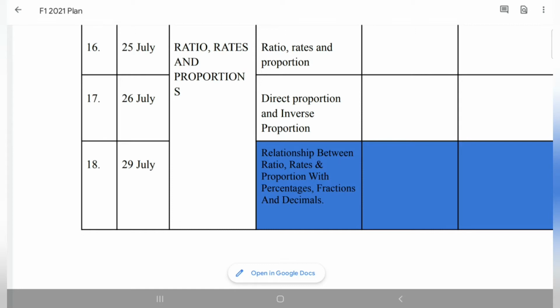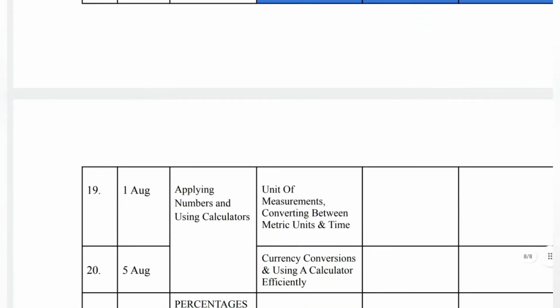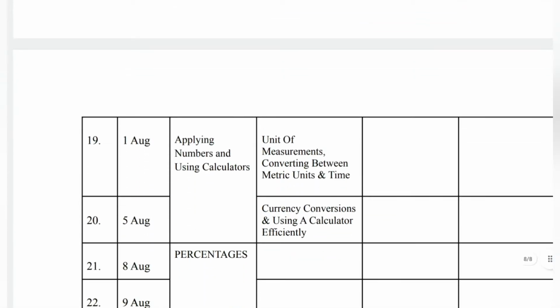So last week we have learned about ratio, rates and proportion. So harapnya semua orang dah siapkan, ada 3 exercises and we have topical test, okay? And this week kita akan sambung dengan applying numbers and using calculator. So you can use calculator for this week punya topic. For today, we will learn about unit of measurements, converting between metric units and time, okay?